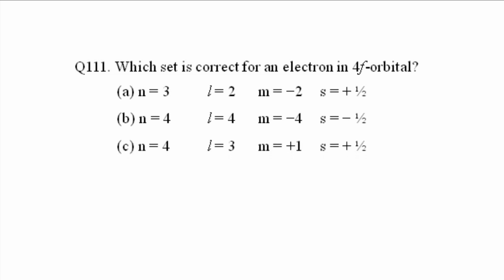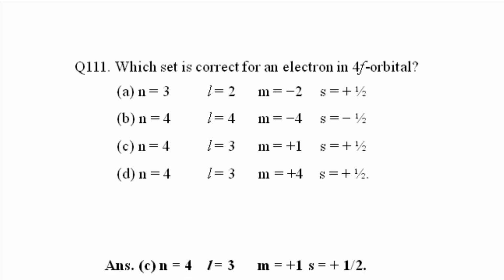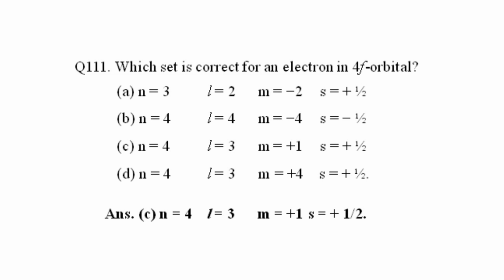Option C: n is equal to 4, L is equal to 3, m is equal to plus 1 and s is equal to plus half. And option D: n is equal to 4, L is equal to 3, m is equal to plus 4 and s is equal to plus half. The correct answer is option C, that is n is equal to 4, L is equal to 3, m is equal to plus 1 and s is equal to plus half.